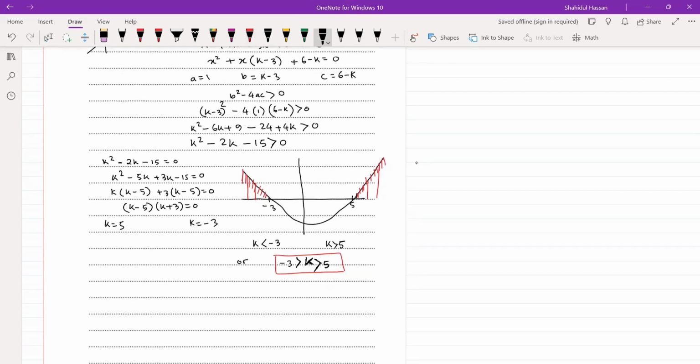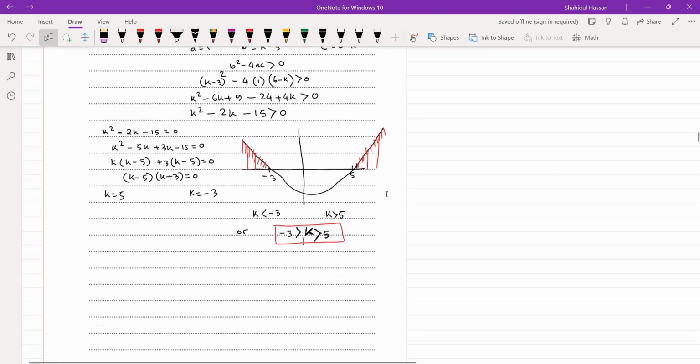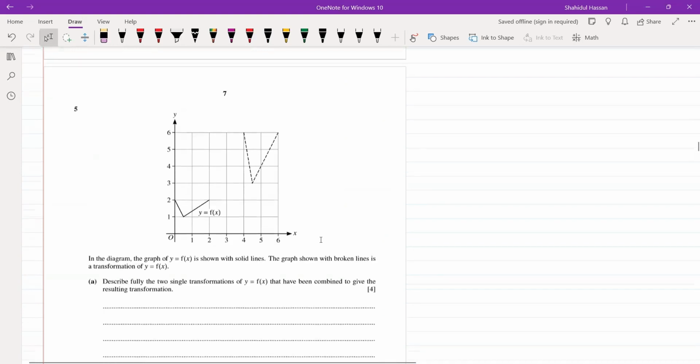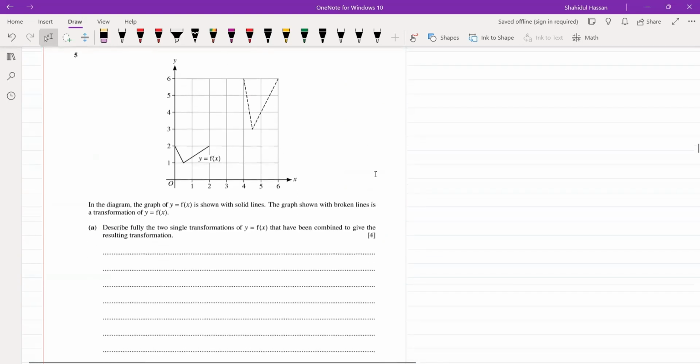Are we good up to this? Are we good with this problem, students? Yes, sir. Okay. All right. The next question is about modulus.